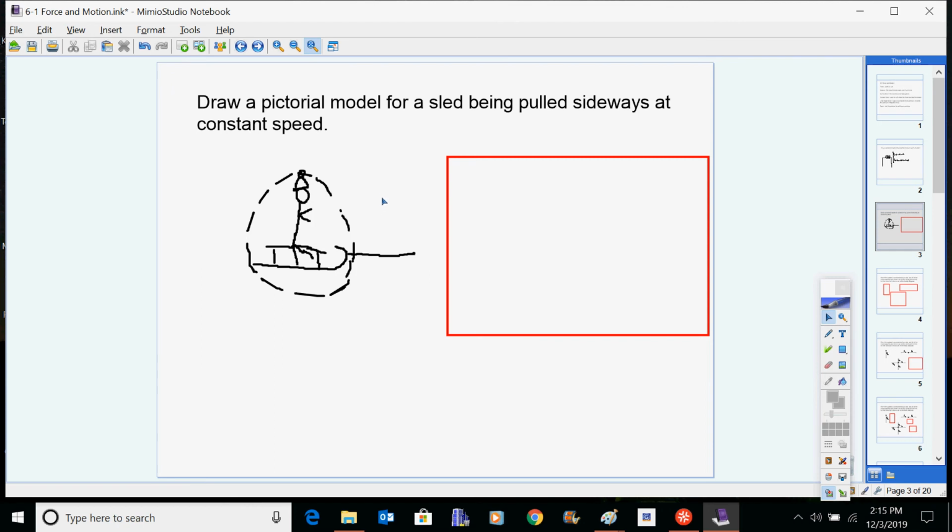And then we need to analyze what the forces are that are on this guy. All right, you don't have to put a guy on it. You can just make some kind of a rough drawing of that. Something's funny. Okay, all right.